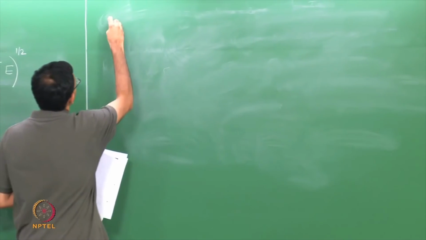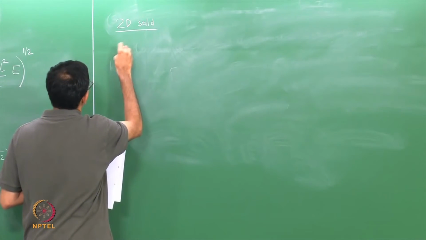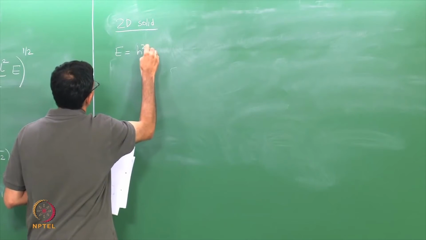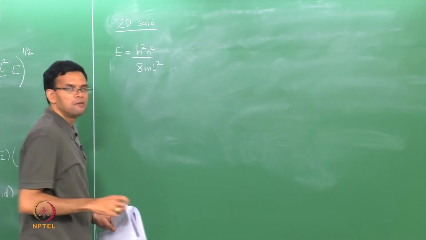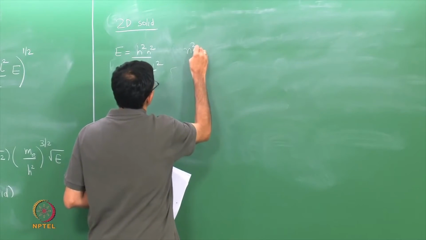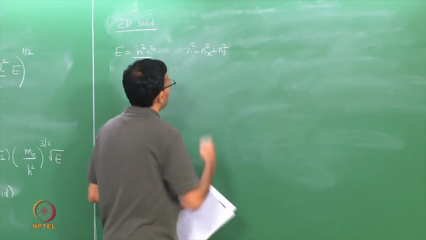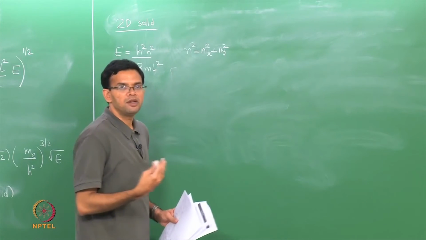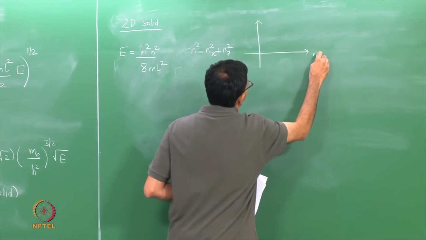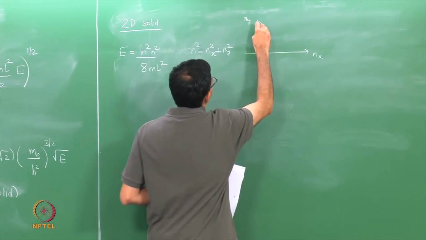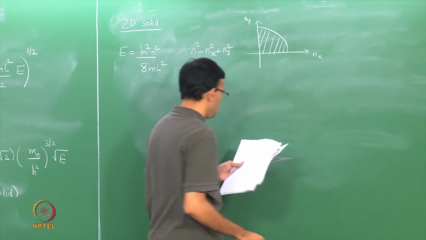For a 2D solid, we can once again write energy E as h squared n squared over 8 m L squared, but now instead of 3 quantum numbers you only have 2, nx squared plus ny squared. So, instead of a sphere you will essentially have only a circle, nx and ny, and we will once again consider only the first quadrant of the circle.